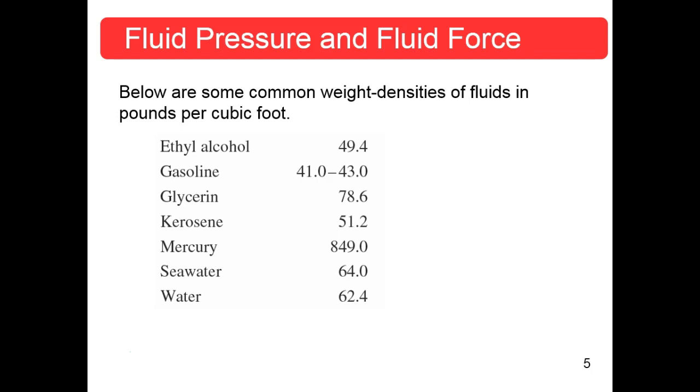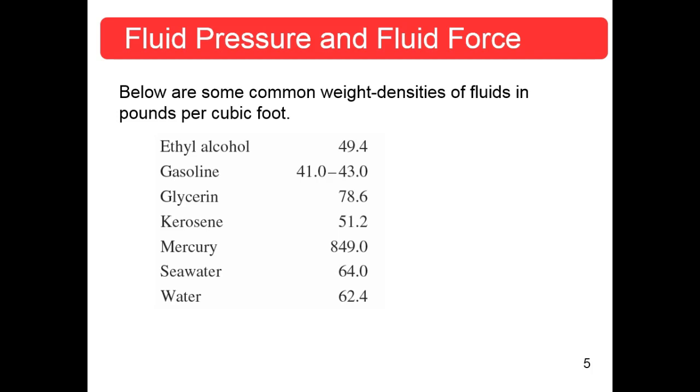So here are some of the common weight densities of fluids in pounds per cubic feet. Ethyl alcohol, not that you would need to know that, 49.4. Gasoline between 41 and 43 usually, depending on the grade and what else is in it. Glycerin, 78.6. Sort of surprised it's that high. Kerosene, 51.2. That's another distillate. Mercury, goodness gracious. And by the way, mercury is a fluid at normal temperatures and pressure, the only metal like that, and that's 849 pounds per cubic foot. I'm so not used to using those terms for it. Seawater, 64, whereas freshwater is 62.4.